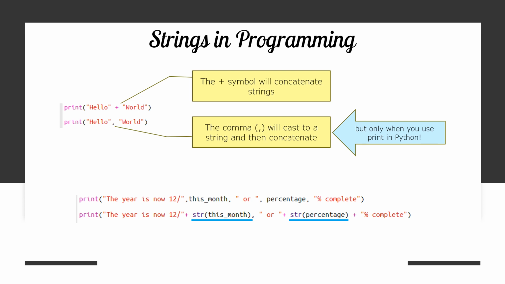So a string data type in programming is a word or a phrase, or it is a sequence of characters, letters, numbers that come from your keyboard. And we can then join those strings together using concatenation.